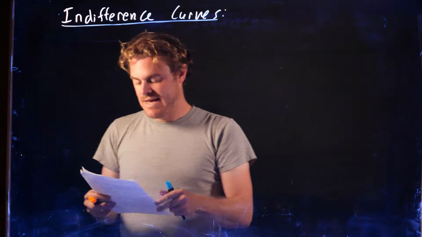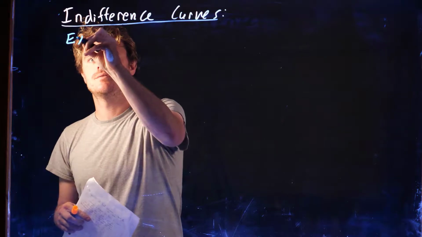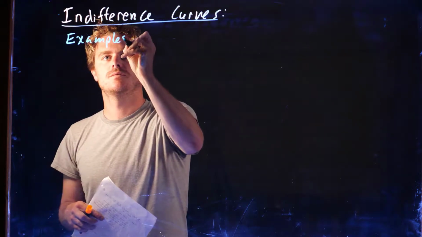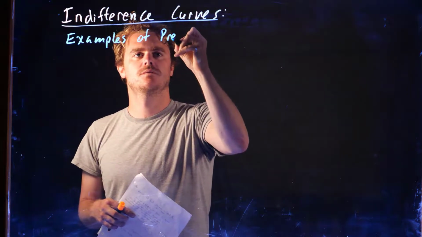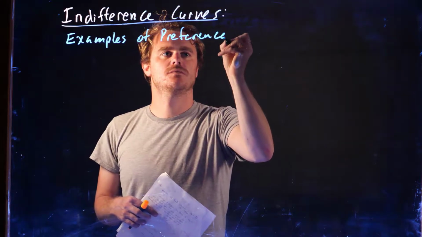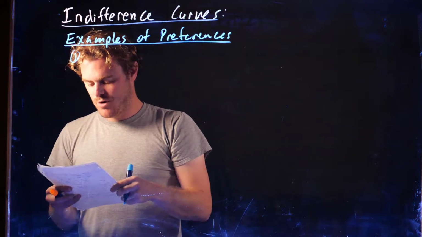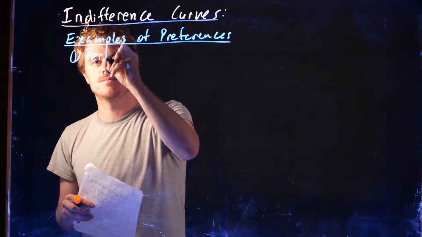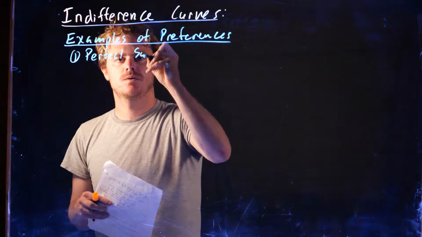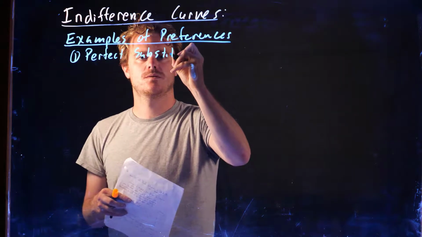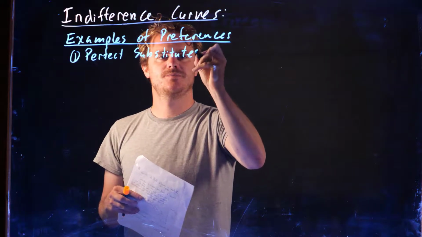So now let's look at some examples of preferences. The first one we're going to look at is perfect substitutes.